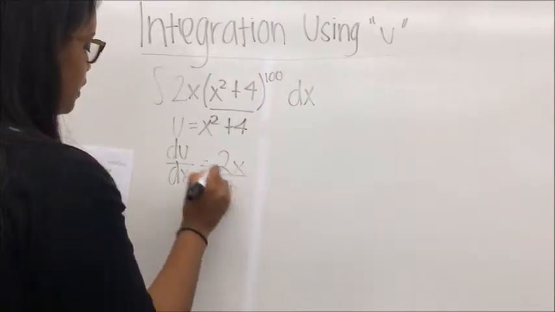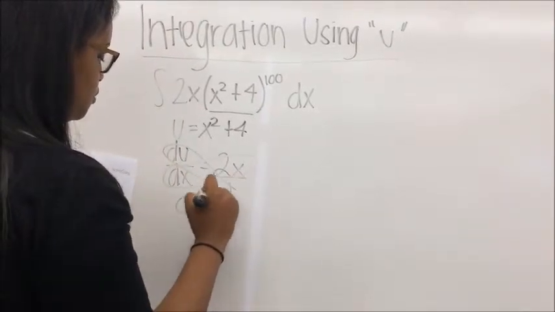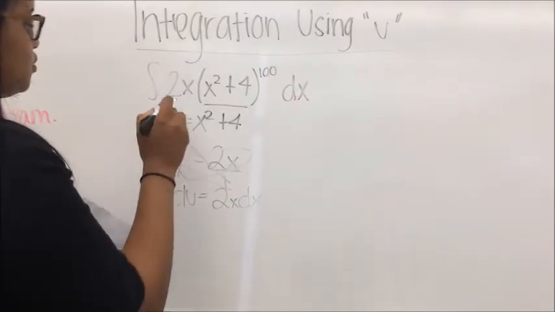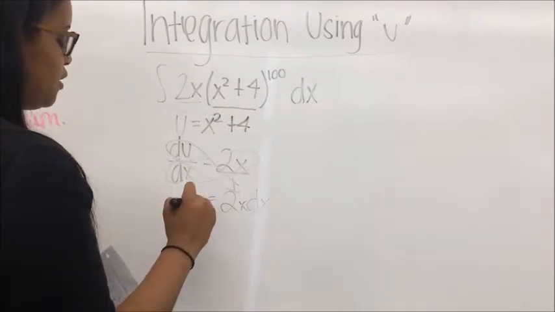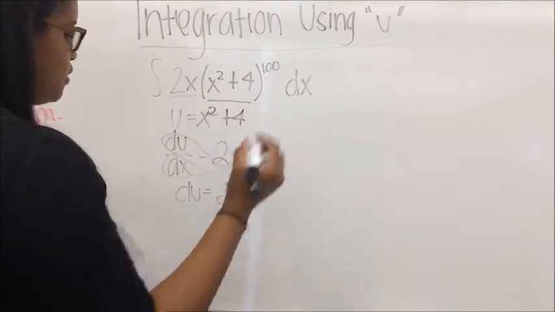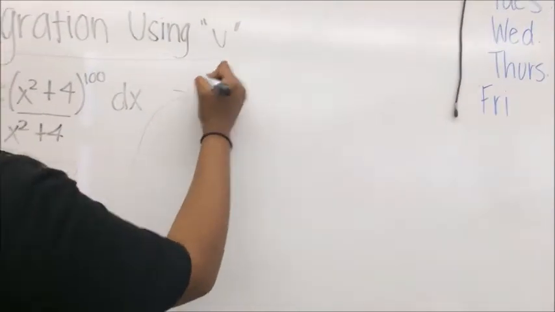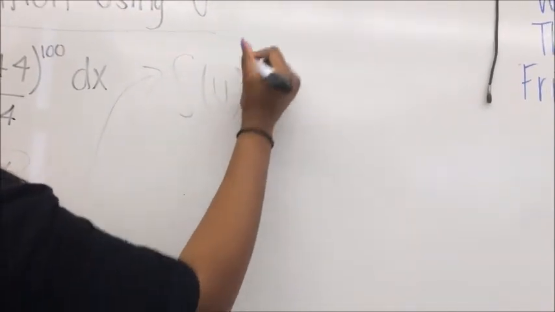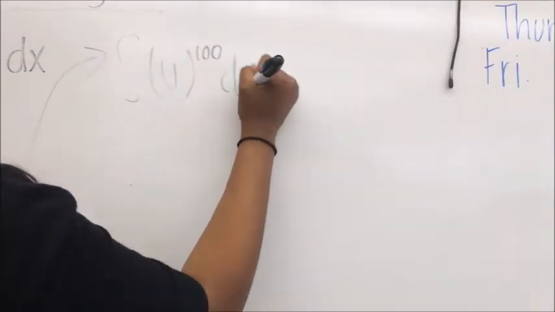Then cross multiply. du is equal to 2x dx. Notice you have 2x here and dx here. So just by substituting du for 2x dx, you have this and this all in one. So let me show you. You now have the integral of u to the power of 100 du.